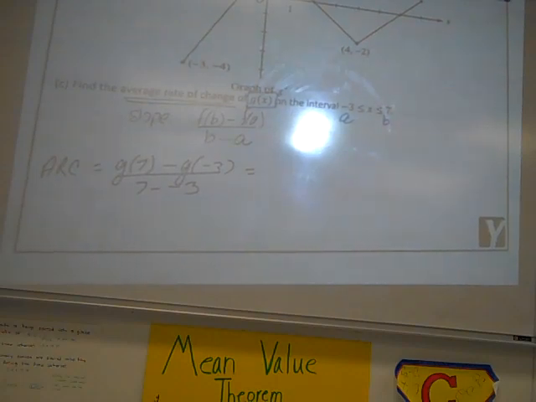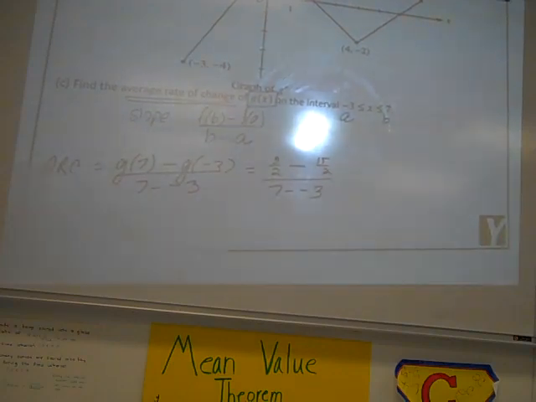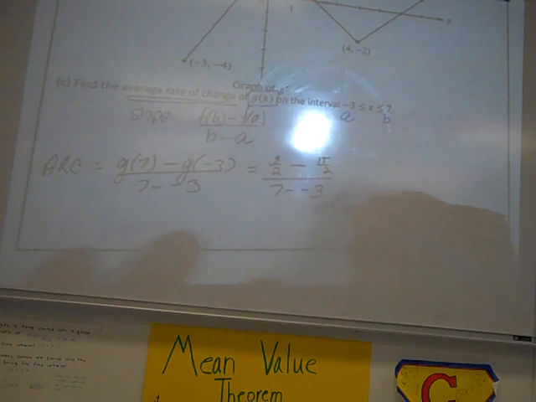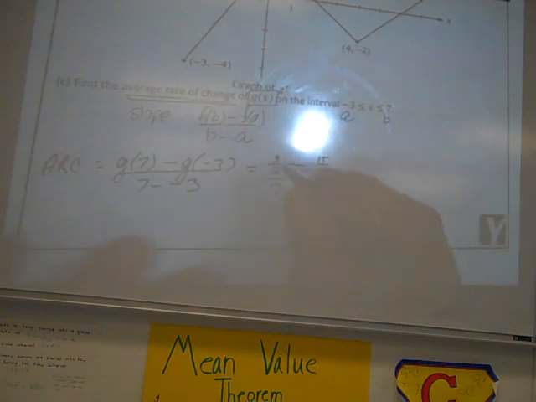G of 7, we already determined in part B, is 3/2, minus g of -3, which we found to be 15 over 2. And we're going to divide it by 7 minus -3. If this question appears on the free response part of the test, my students have been well trained to stop, because you're going to be throwing points away. But let's go a little bit further.